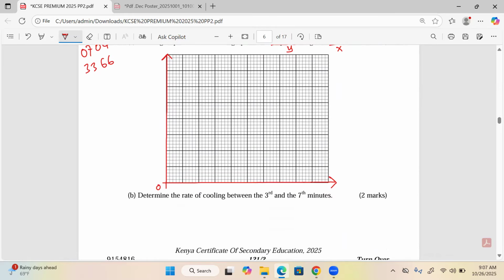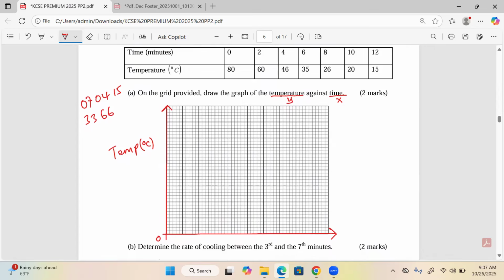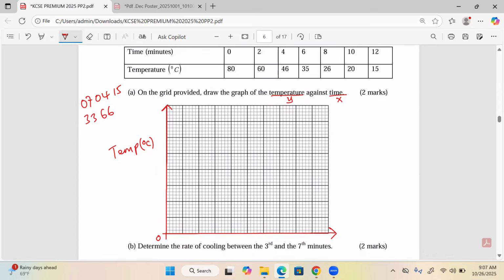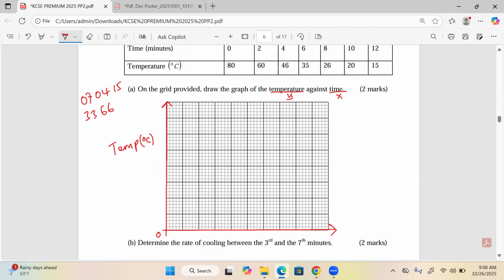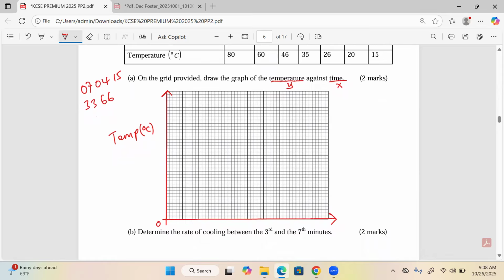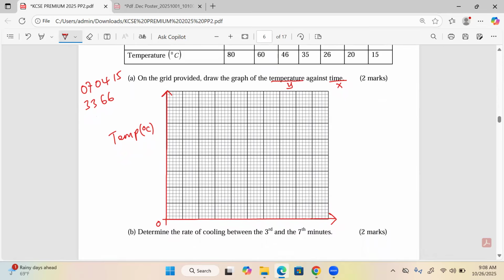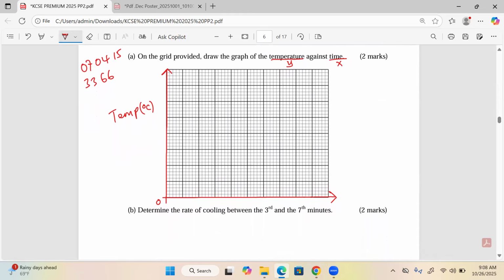So let's start now. Temperature in degrees Celsius takes the vertical axis. So we can start with the intervals of, let me check. We're going all the way to 80, the highest value. So when you use intervals of 10, we shall use up to the last box here. So there is no need. We can use intervals of 20 instead.